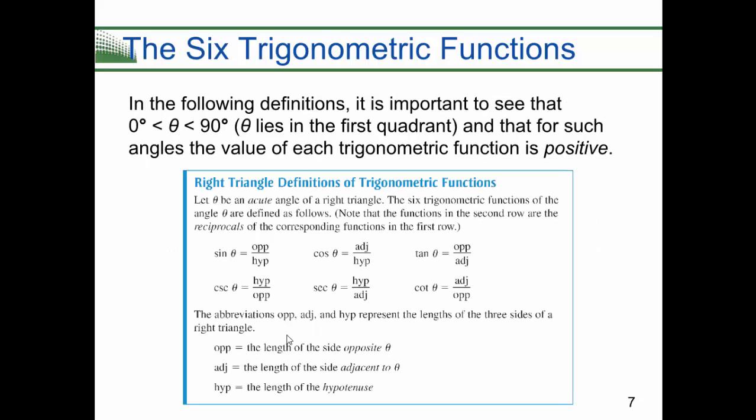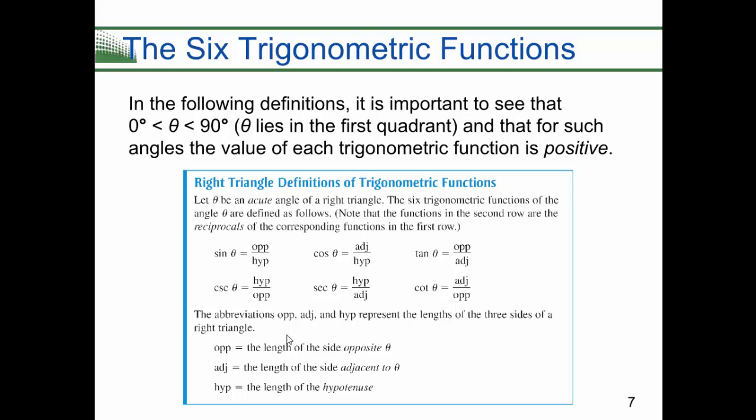It is important to see that it has to be an acute angle, so from 0 to 90 degrees. So the theta lies in the first quadrant. In the last section, we talked about how an angle could land in any quadrant. For this specific lesson, we're going to think of them just in the first quadrant. All the trigonometric functions are going to be positive because all the sides of the triangle are positive.